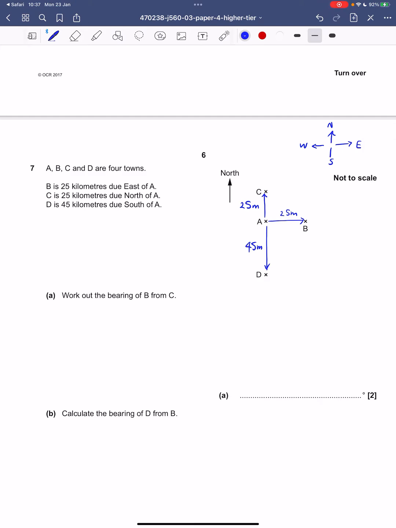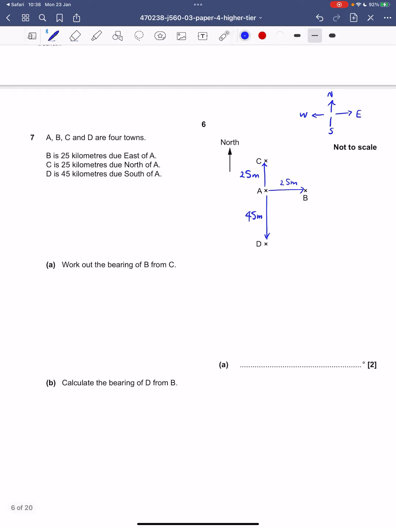B from C. Okay, so I'm going to rip some of these out. I'll redraw the diagram here. The bearing of B from C. Because it says from C, we've got to put the north at C. Okay, and then B is down here. So the bearing, we measure clockwise from the north at C, because it's from C, round to the line that connects B to C, the straight line.